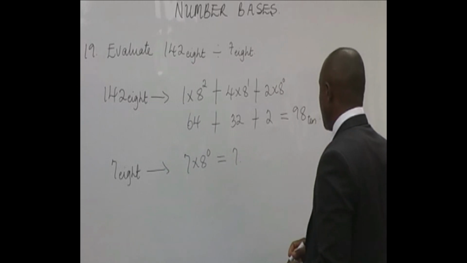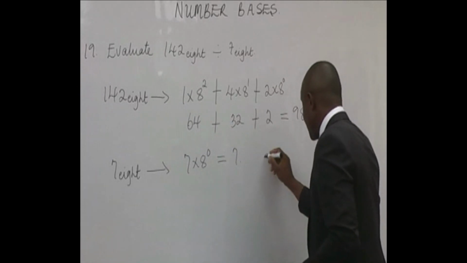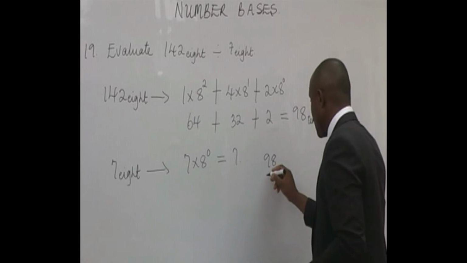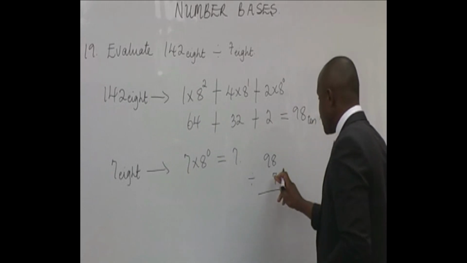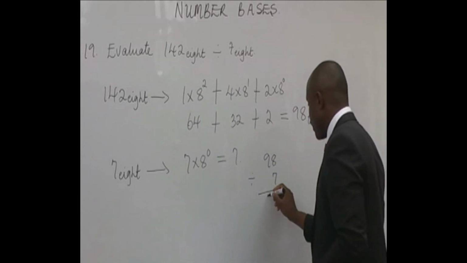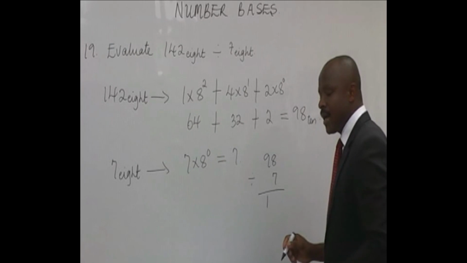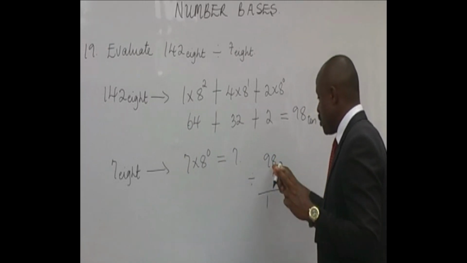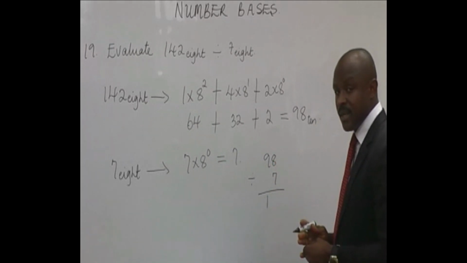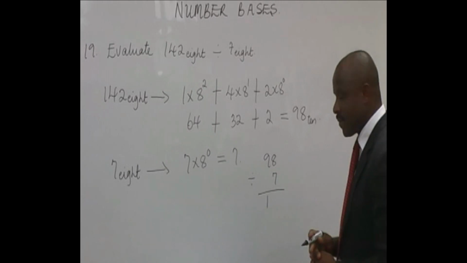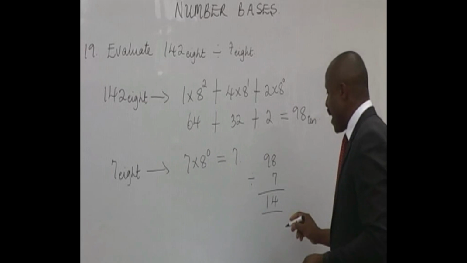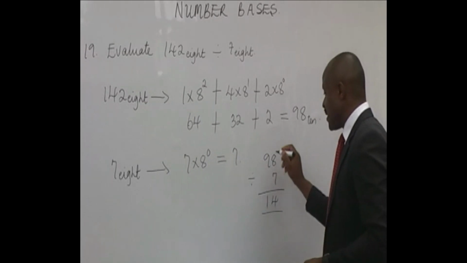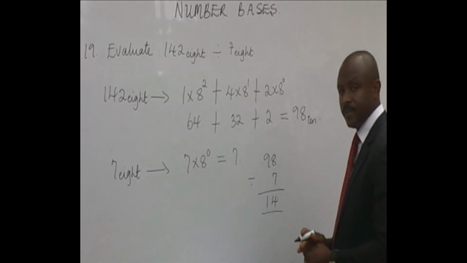Now we have 98 divided by 7. 7 divides 9, you have 1. Remainder 2. Put the 2 in front of 8, you have 28. 28 divided by 7 will give you 4. That means 98 divided by 7 will give you 14.